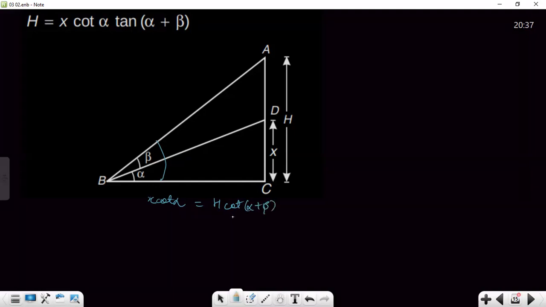We will bring cot alpha plus beta onto the left hand side. It will become tan alpha plus beta. So hence H is x cot alpha into tan alpha plus beta. Any doubts? No, sir.